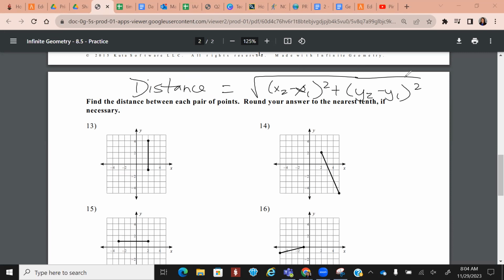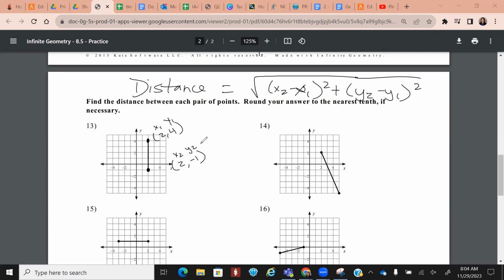Okay, so on 13, we are going to label first. We're always going to label this point. So right here, we have the point 2, 4, which is going to be our x1, y1. And down here, we have 2, -1. That's going to be our x2, y2. Everybody good so far?